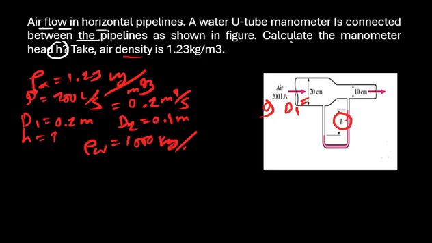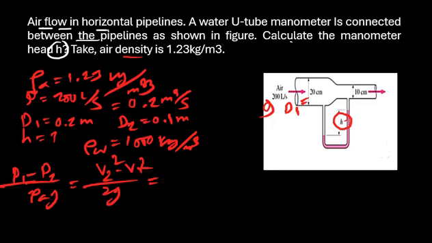And also the h we have to find out, and also the water density. We know that water density is 1000 kg per meter cube, right? And we just have to apply the Bernoulli equation. We know P1, we know this formula.